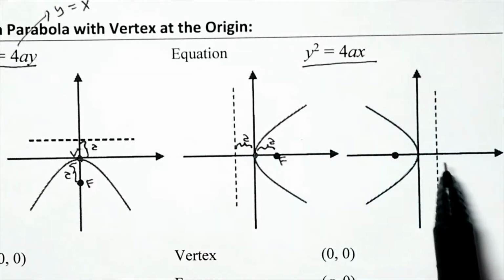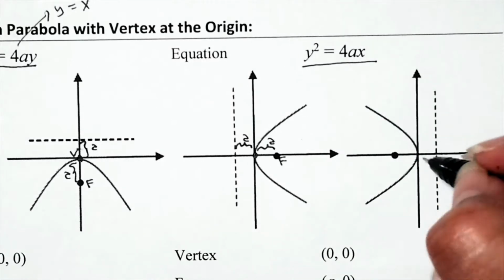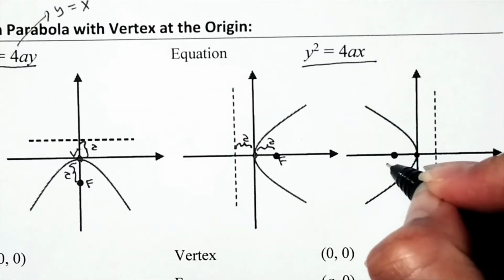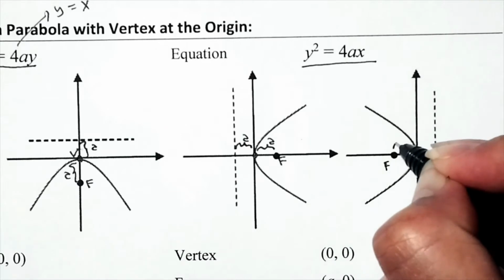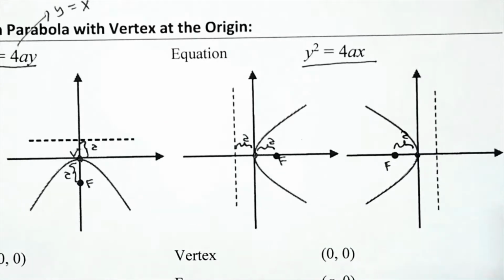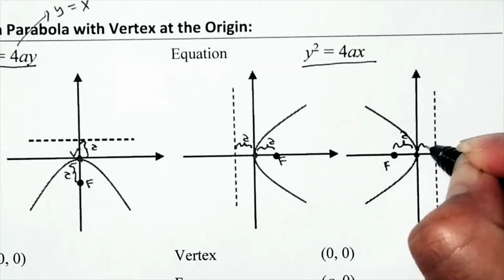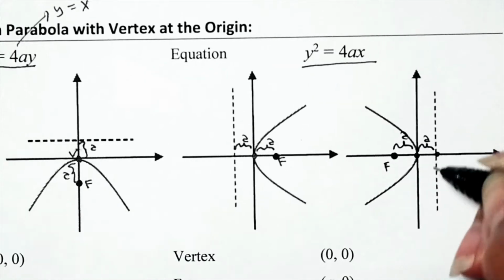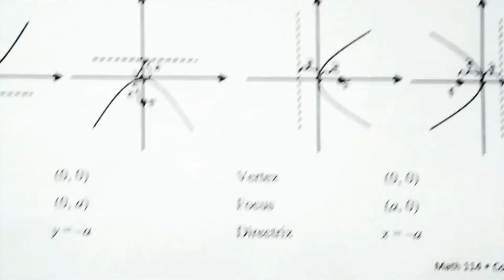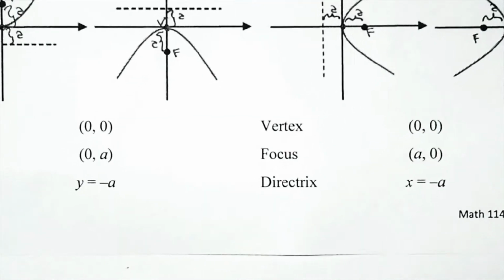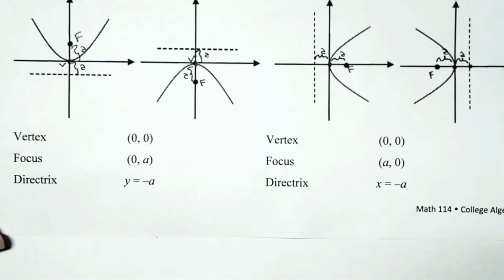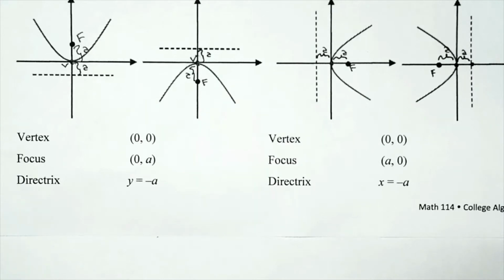Now, what if the parabola opens to the left? Here's our vertex. To identify the focus, we go a units to the left. To graph the directrix, we go a units to the right. And then we have the formulas right there, which you can memorize. But again, memorize what you have to and digest as much as you can.